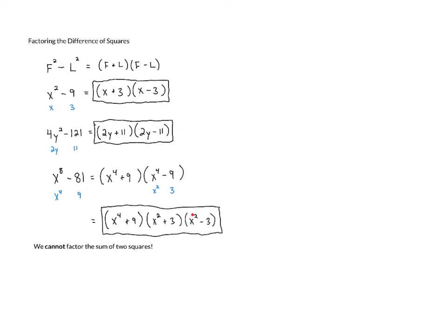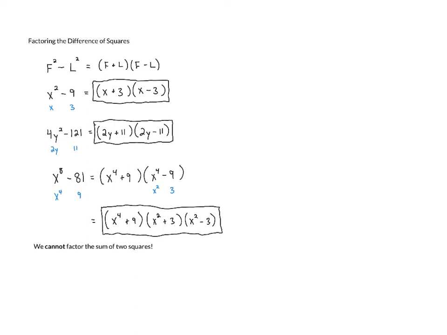Sometimes students see x squared minus 3 and think we can break that down because x squared is a perfect square and we've got a difference, but 3 is not a perfect square, so we cannot factor that any further, and we end up with x to the 4th plus 9 times x squared plus 3 times x squared minus 3.